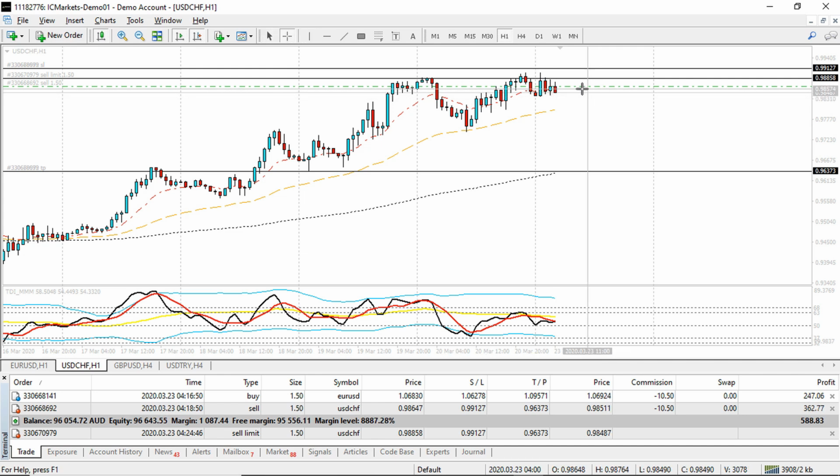So for the instant execution trade we placed it at 0.98641, making our stop loss about 46 pips and our take profit about 225 pips. However, for the pending order, that's the sell limit order at 0.98858, our stop loss becomes 24 pips as opposed to the 46 pips of the instant execution, and then our take profit now gets increased to 246 pips.